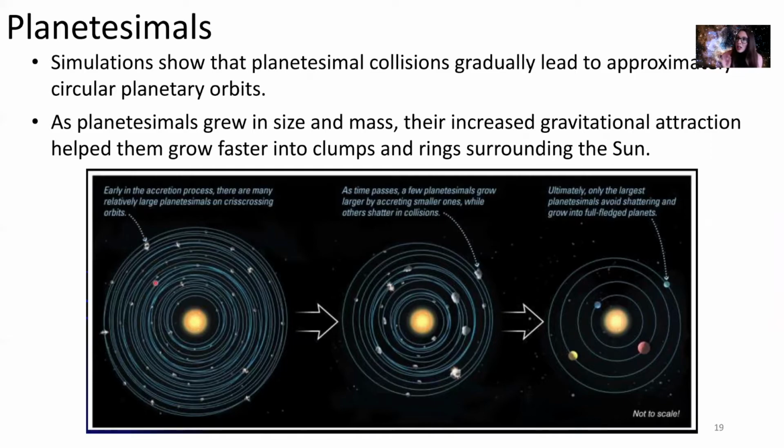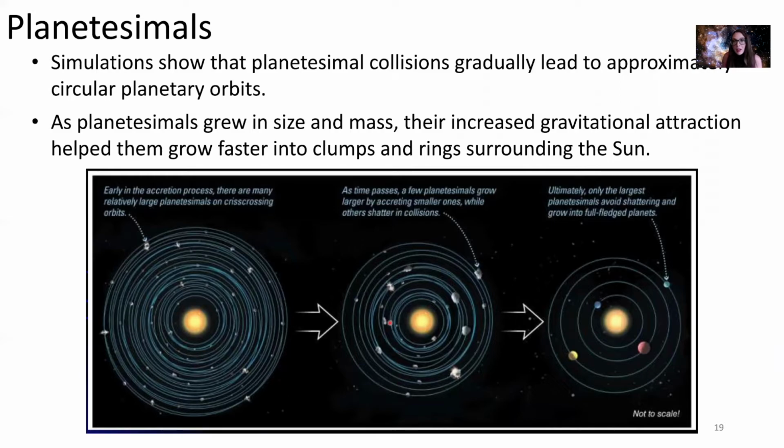Here's another figure that talks a little bit more about planetesimals and how they form planets. So in the early accretion process, we've got a bunch of planetesimals that have crisscrossing orbits as they're going around the sun, and more of them start to slam into each other. They start to accrete onto each other. And as time passes, you have fewer planetesimals because more of them have merged into one, and we slowly start to grow our planets, okay?